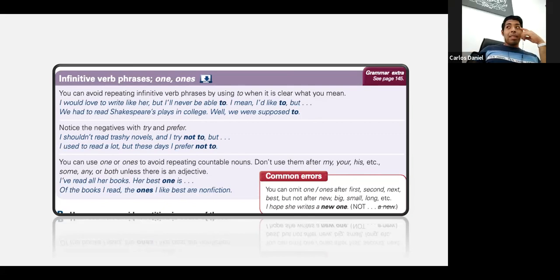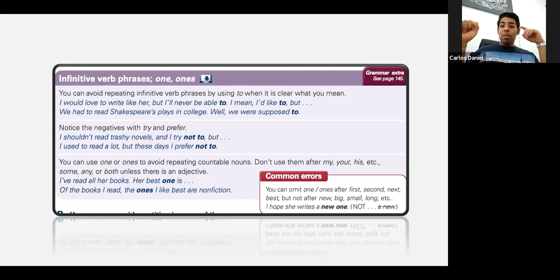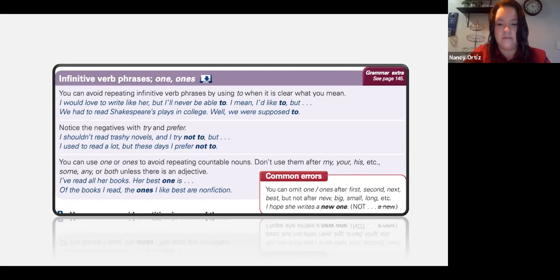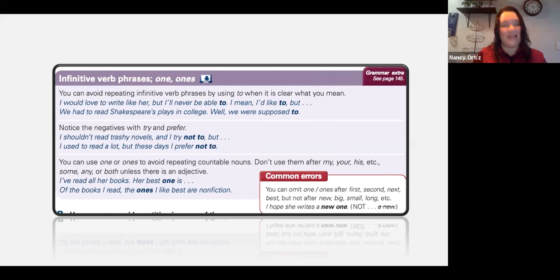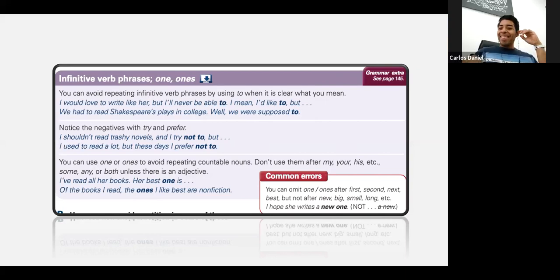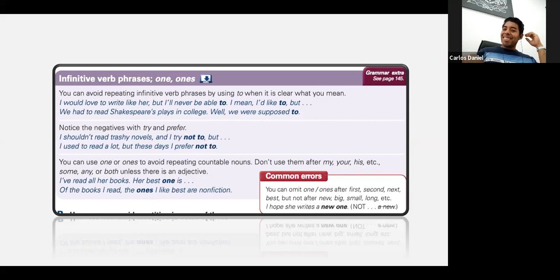I have a question about this. Sometimes I've heard that some people say, for example, in the second sentence, "I used to read a lot, but these days I prefer not to do so." Is it also correct to end with "to do so"? Yes, but it's just more emphatic, a little bit more fancy. It's also correct. You can finish in "not to" or "not to do so." Okay, thank you. "Do" also helps you not to repeat "read," but it's just a little bit longer. You're welcome.